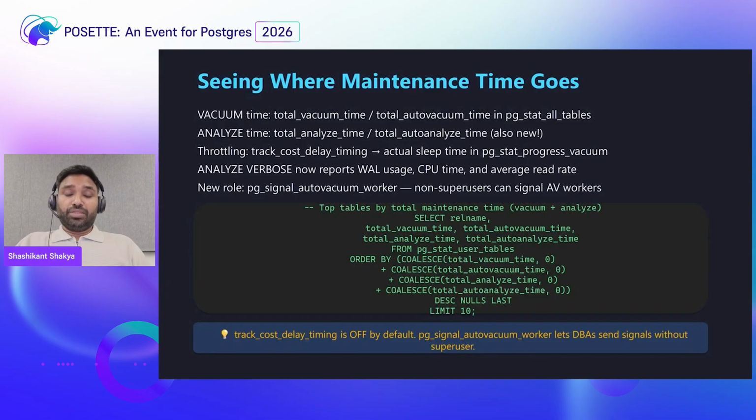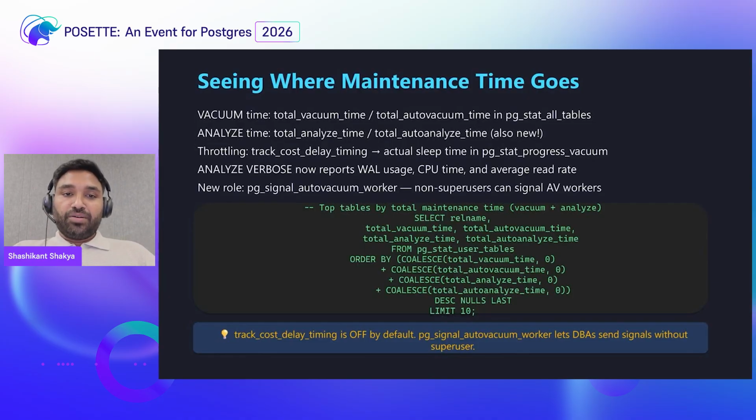Now we're going to talk about one of the biggest observability changes, which was required for all of the DBAs, the people who want to have more visibility around vacuuming. They want to really see where the vacuuming timings are going. So now you have 4 new counters in pg_stat_all_tables. You get the total vacuum time, the total autovacuum time, the total analyze time, and the total autoanalyze time. This now enables you to look into the top tables where vacuum is doing its job.